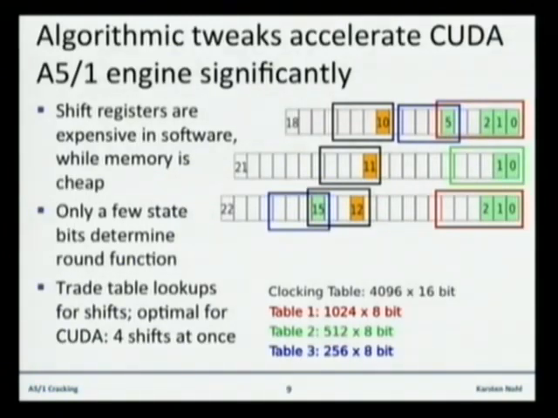That is slow. Shifts are extremely slow in software, and CUDA is, for the most part, a software-driven system. So if there was any way of computing several such shifts at once, it would speed it up significantly. Now, it turns out that only a subset of the bits in the state of these 64 bits is needed to compute what is coming next. So in this case, only the state bits in the boxes are needed to compute the next 4 shifts, right?